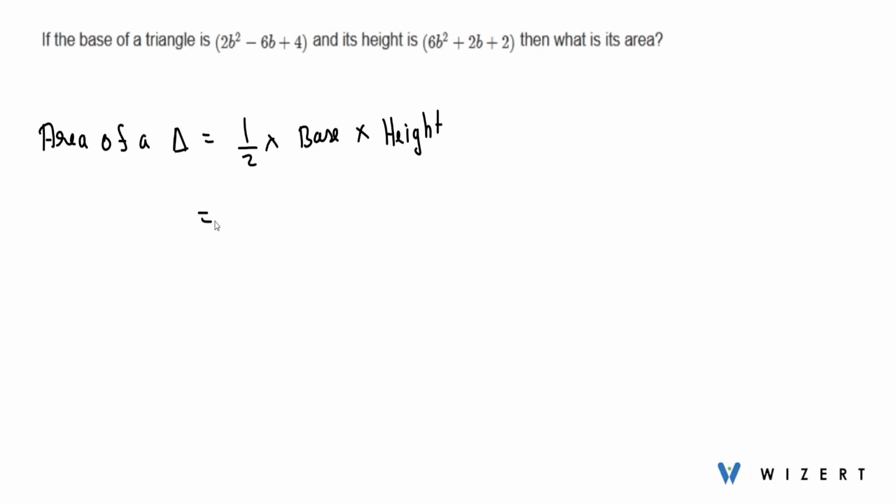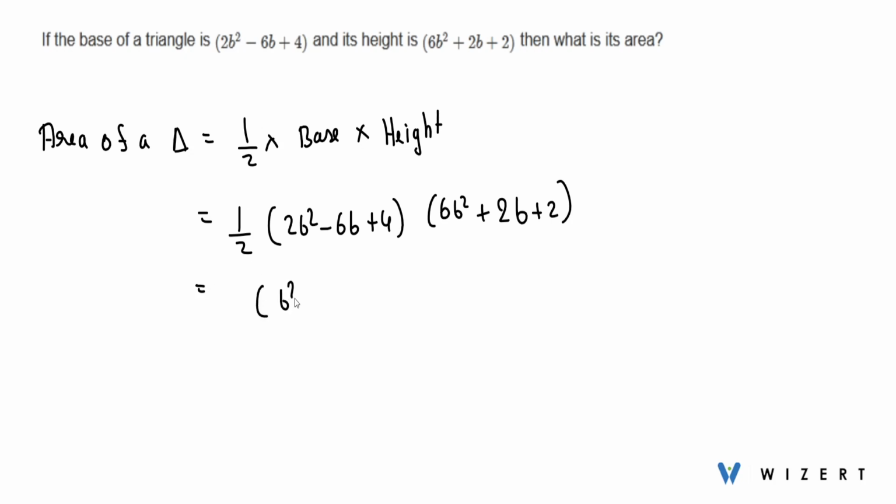So in this case, area will be half multiplied by base, which is 2b square minus 6b plus 4, and height is 6b square plus 2b plus 2. Now what we can do is we can take 2 common from the first pair of braces. So 2 and 2 will cancel out each other and we will have b square minus 3b plus 2, and over here we have 6b square plus 2b plus 2.